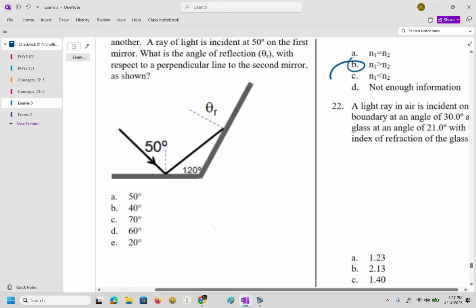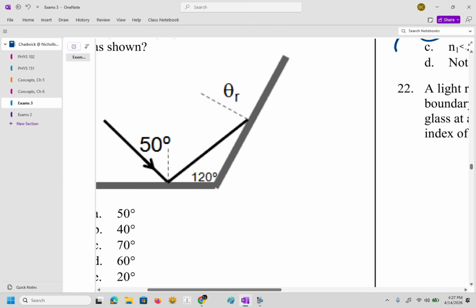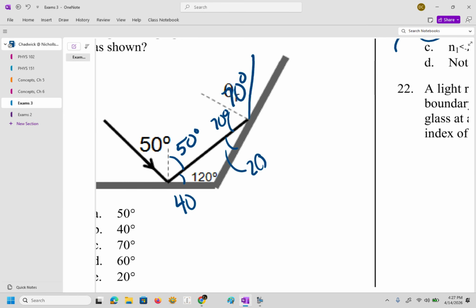You're going to have one like number 20. Remember, that's just adding up your angles. This angle is the same as the incident. This angle is 90 minus 50, or 40. 40 plus 120 is 160. That means that this must be 20, because in a triangle, the sum of all the angles is 180. And if that's 20, that means that this angle is 70 degrees. And so then the final reflected angle is 70 degrees. So it's just really a little bit of geometry, knowing your triangles and your complementary angles. But you'll have one on the exam.